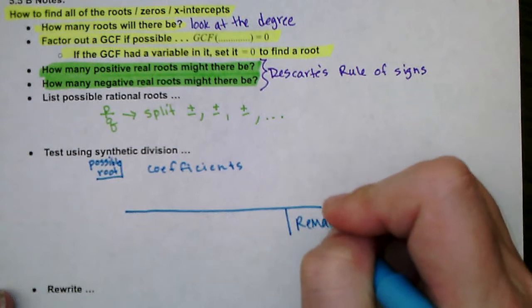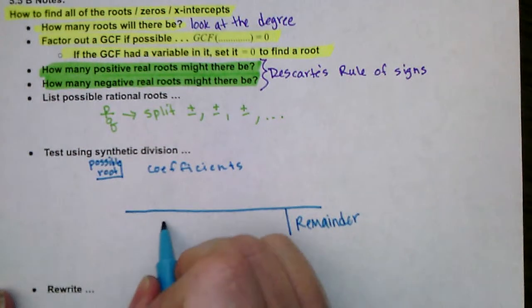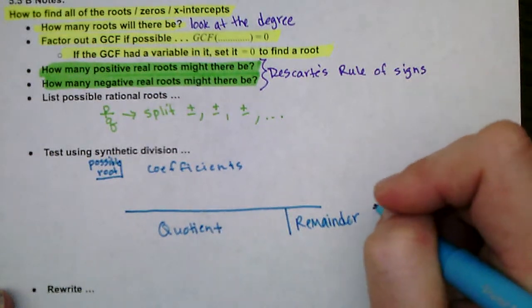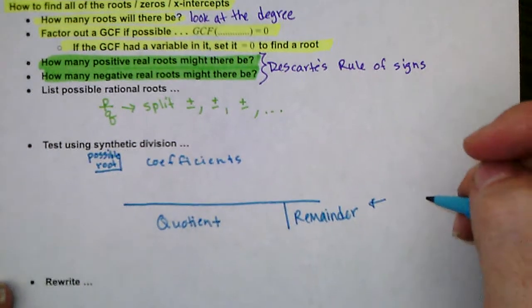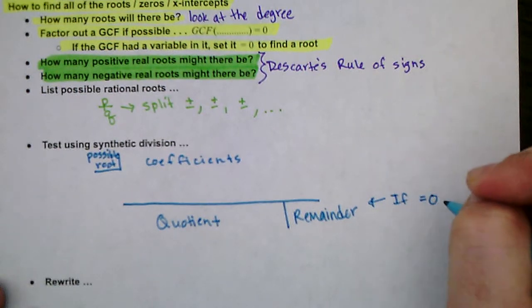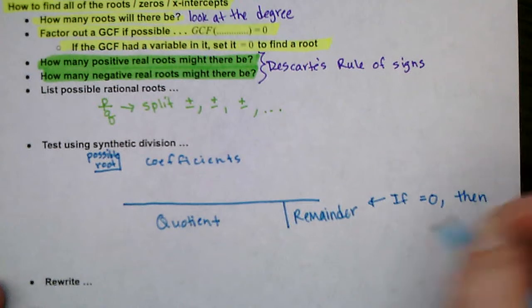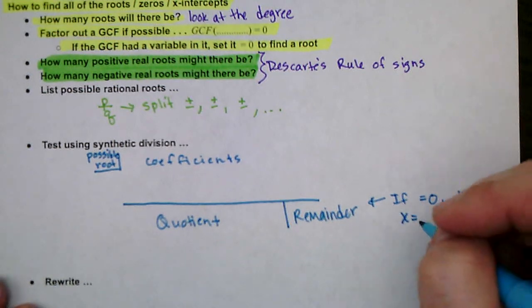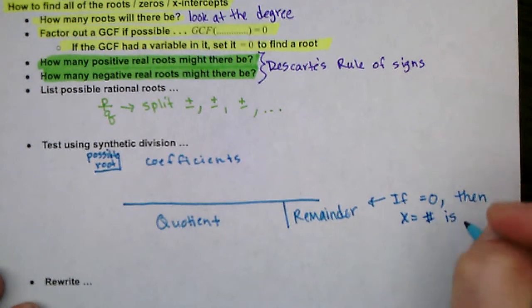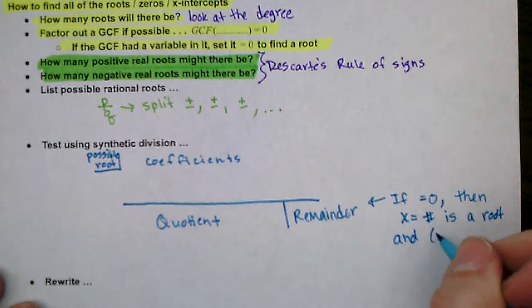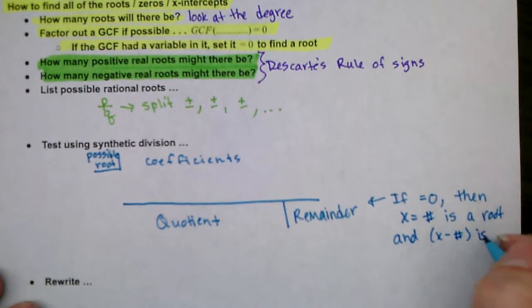The remainder ends up in this box over here. This row is the quotient row. And then what we're trying to decide by testing using synthetic division is that if the remainder is equal to 0, then x equals the number that was the possible root is a root, and x minus that number is a factor.